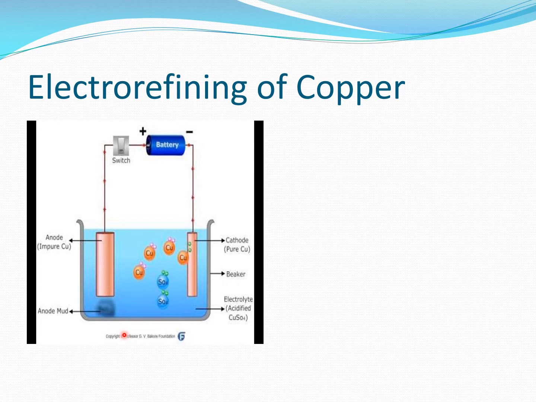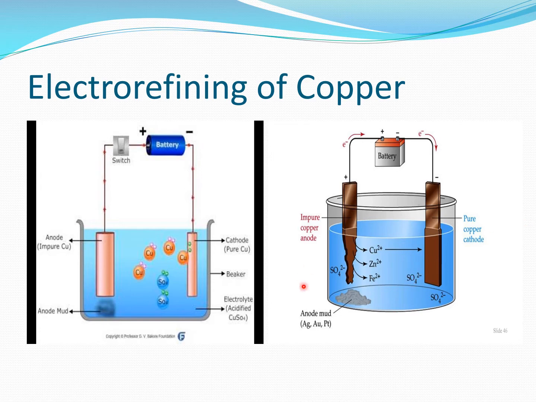This impure copper or blister copper contains the impurities like zinc, arsenic, iron, sulfur, etc. And for copper, which is to be used as a conductor, it is required to be 100% pure. So electro-refined copper obtained by this process is almost 99.99% pure.